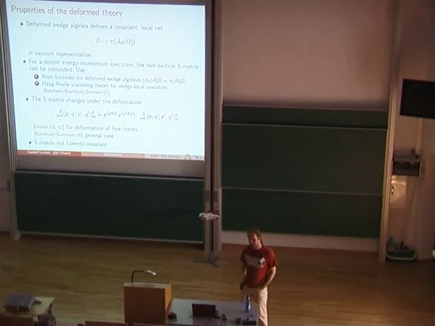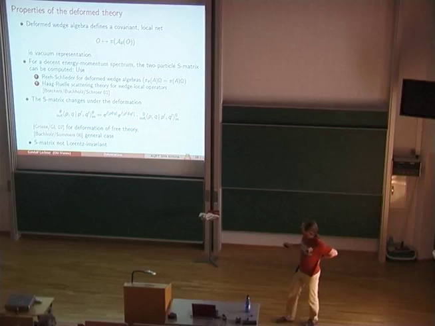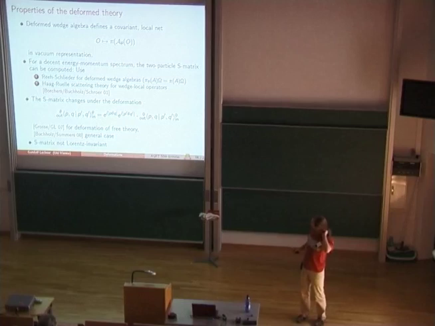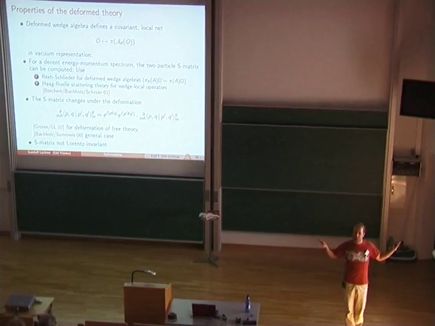For this, it's important to use two properties. First of all, you need this Reeh-Schlieder property. Remember, on the vacuum you don't see the effect of the interaction, so you still have Reeh-Schlieder for all these wedge algebras. That's no problem. And then you just apply the scattering theory, which was also developed for wedge-local operators in the joint paper of Borchers, Buchholz, and Schroer, 2001, where you effectively use that two wedges can be spacelike separated. So two-particle scattering can be described in this setting, two-to-two particle scattering.